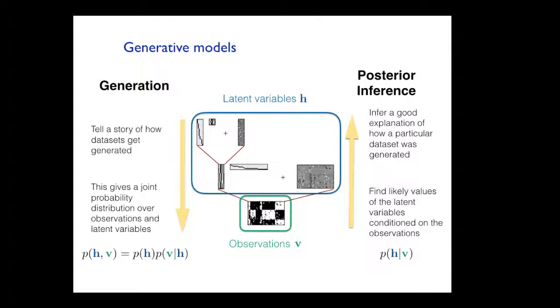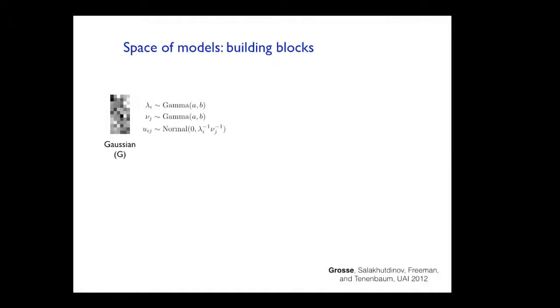And so first, I'll talk about defining the generative process. So I'll define a space of matrix decomposition models that are constructed out of a small number of building blocks. These building blocks are all distributions over matrices.